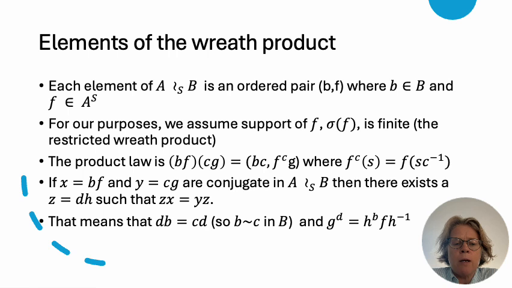And x and y are conjugate in the wreath product if there exists a z equal (d,h), such that zx equals yz. And if we then work that through the formula for the product rule, we can see that that tells us that b and c must be conjugate in B, and that g d must equal h b f h inverse.